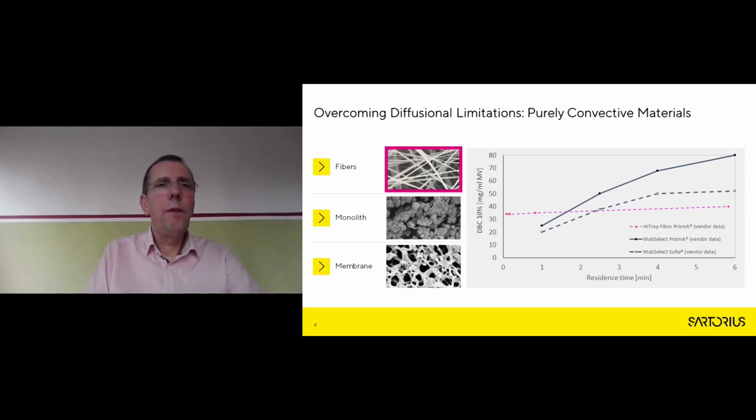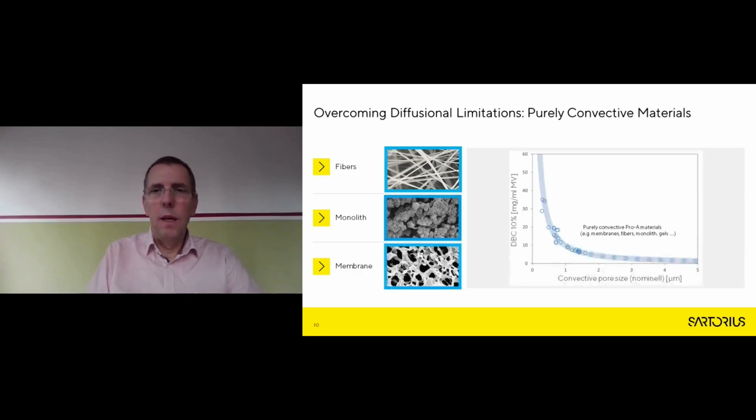However, for these convective materials, binding capacity scales directly with the amount of inner surface area that is accessible to convective flow. In this slide, we can see the trade-off between the nominal pore size on the x-axis of the respective convective material and the resulting binding capacity on the y-axis when functionalized with a protein A affinity ligand.